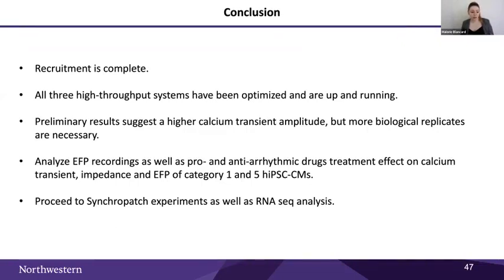As I said, I will finish the analysis, and hopefully with the drug addition, we will see a difference between category 1 and category 5. I will proceed to the synchropatch experiment, and we are also planning to do RNA sequencing from category 1 and category 5 from the cardiomyocyte.